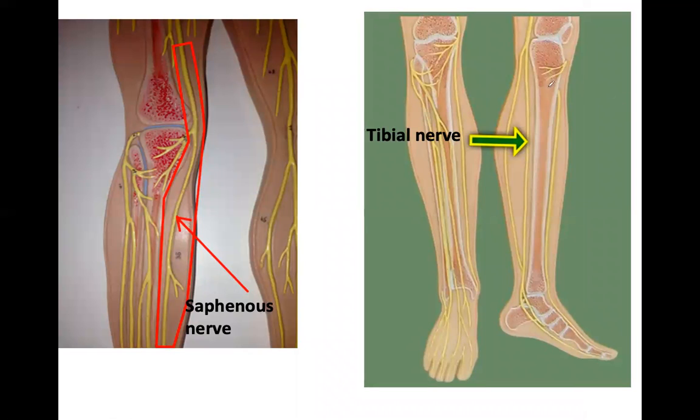A few other nerves that you have: the nerve that's associated with the tibia called the tibial nerve, and the one that is associated with the knee area and coming down from the medial aspect of the leg called the saphenous nerve.